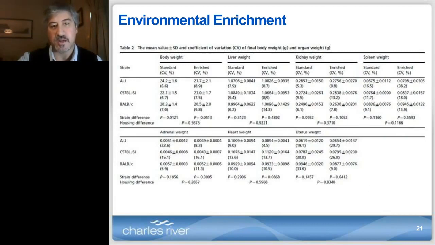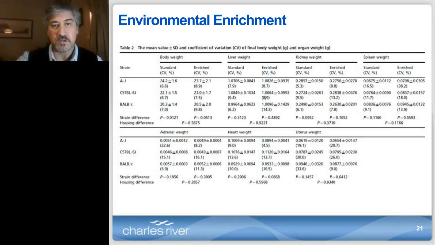And let me just bring another set of results here. It's part of the same study, but this is comparing body weight and weight for different organs, kidney, liver, spleen. Again, they compared using different strains, and they couldn't find obvious differences or statistically significant differences here.